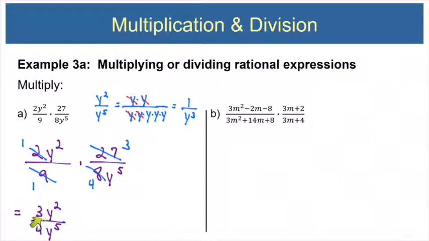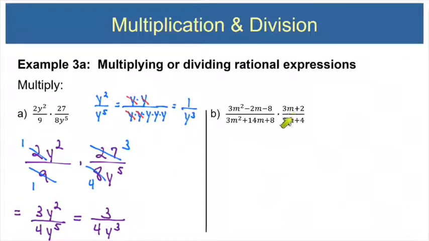Okay, so down here, the 3 and the 4 will not simplify any further, but we know that 5 minus 2 is 3, so this is going to simplify to 3 over 4y to the 3rd. And let's look at part B.